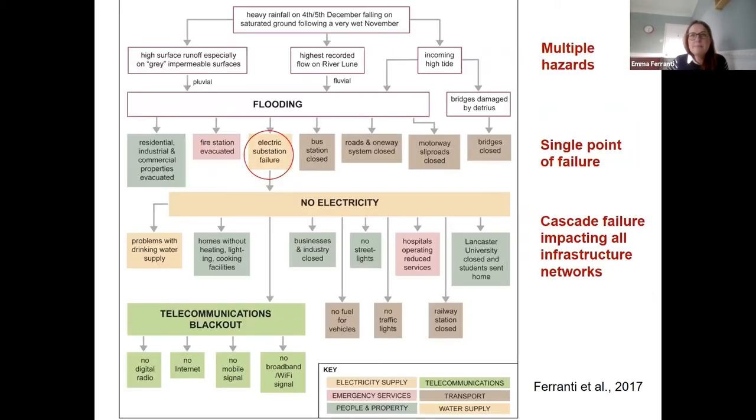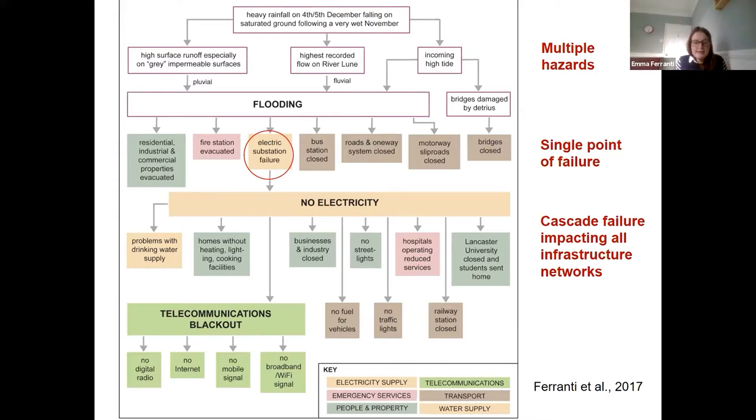So you can actually map all these interacting risks in a flowchart from the start of the event, where you had these multiple hazards all interacting together to lead to a substantial amount of flooding. And I think where the problems really began for them across multiple infrastructure systems was the failure of the substation. You had this single point of failure from which all of the different impacts cascaded.